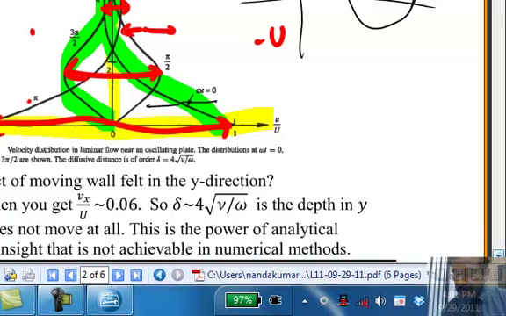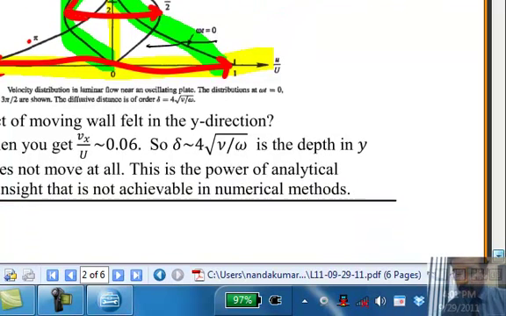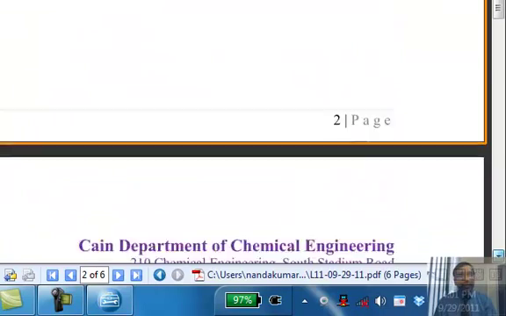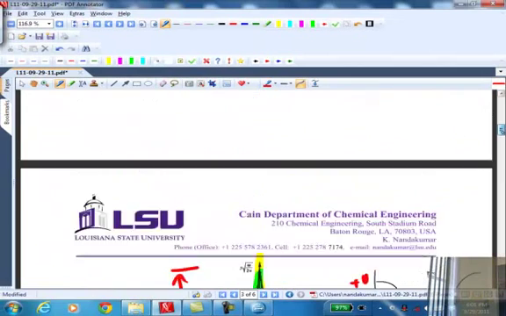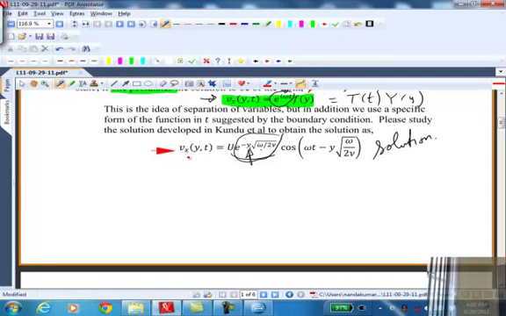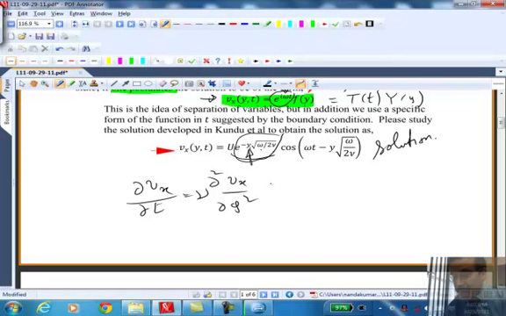How did I get this velocity profile? What is the equation that I am solving? The equation that I am solving is dvx/dt equals nu times the second derivative of vx with respect to y. It's the same equation, and the only thing that is changing is the position. So what I need to do is take this velocity profile and plug it in there.